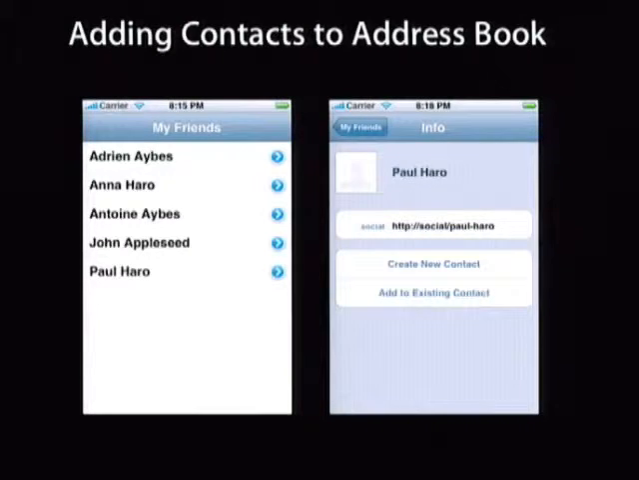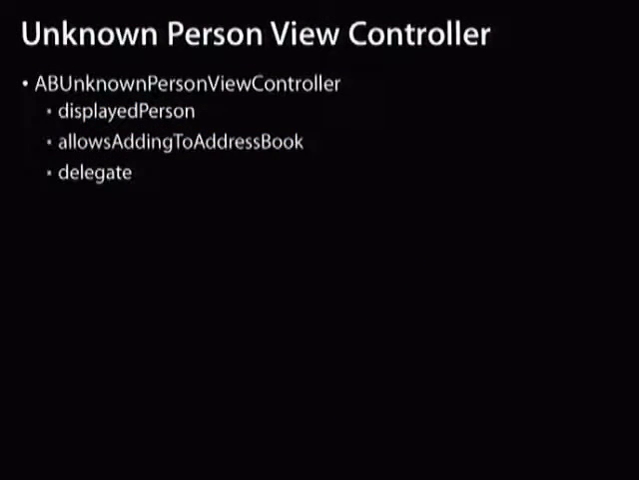So I'm going to show you how to do this. It's a different view controller class, ABUnknownPersonViewController. And again, 3 important properties on it. Displayed person, allows adding to address book. If you don't set that, you're not going to get the 2 buttons at the bottom. And then delegate. The delegate is actually important.